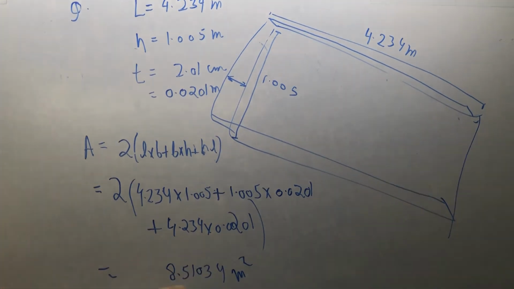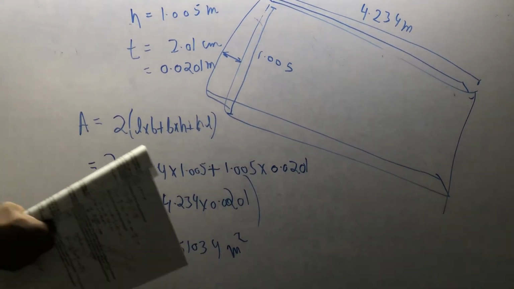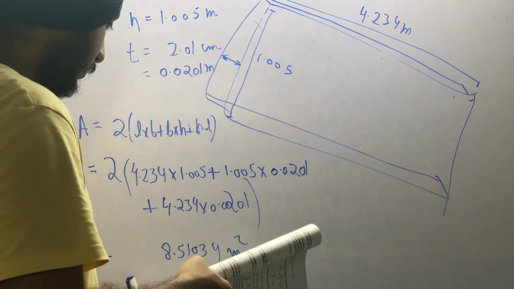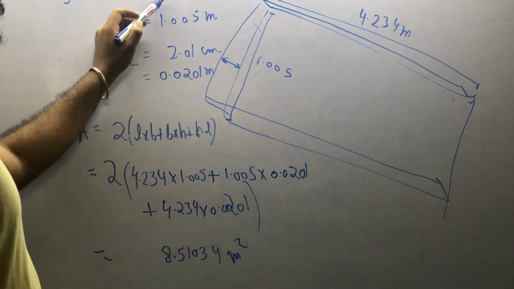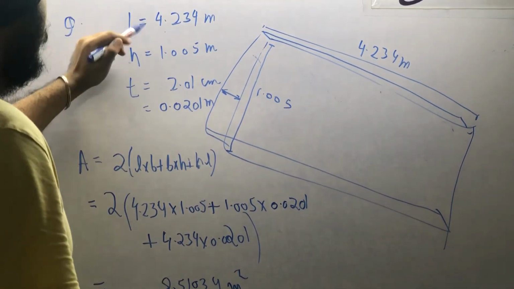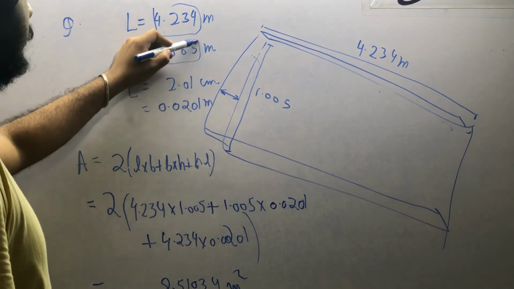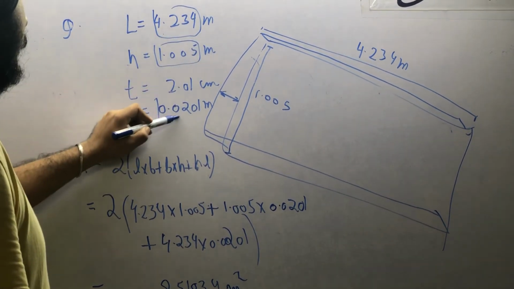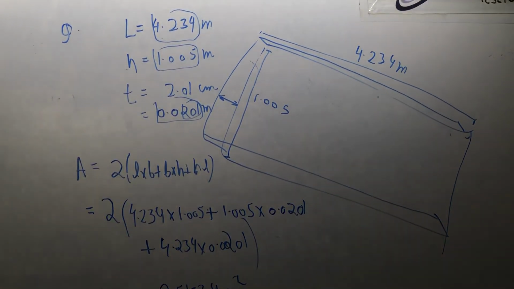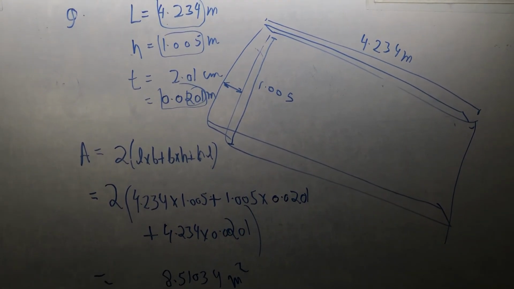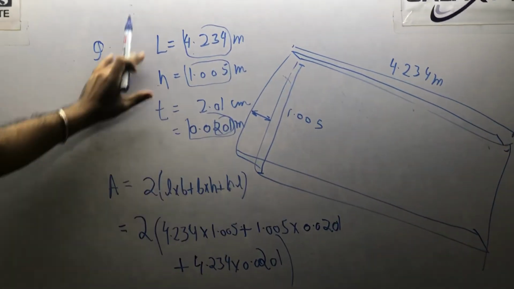This is just an approximate value, not the exact value. Now, what I am going to tell you is this: the length has how many significant digits? 4.234. The breadth has how many? 1.005. And the thickness has how many? 201. These are three significant figures. So the answer you will find is up to how many significant figures? The first two have 4, and this has only 3.